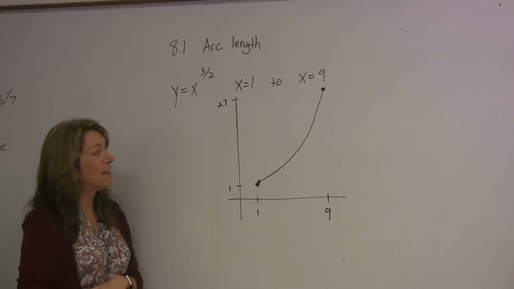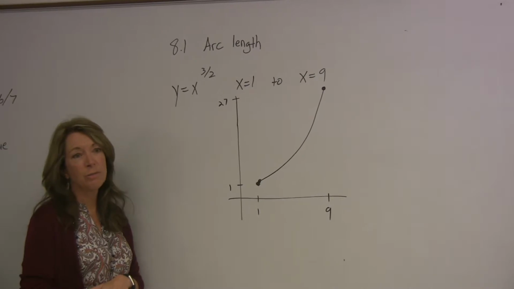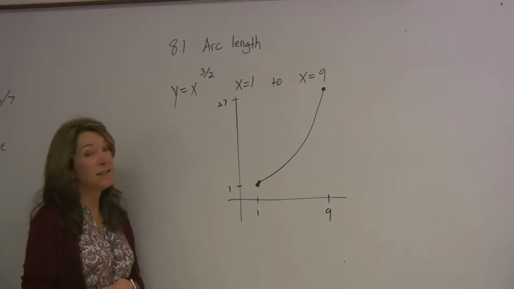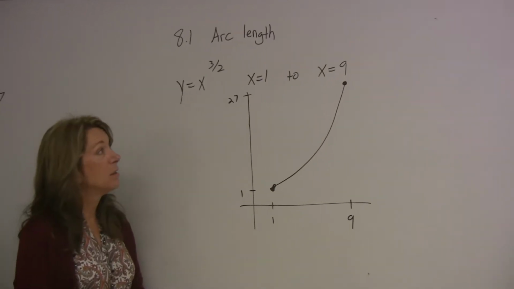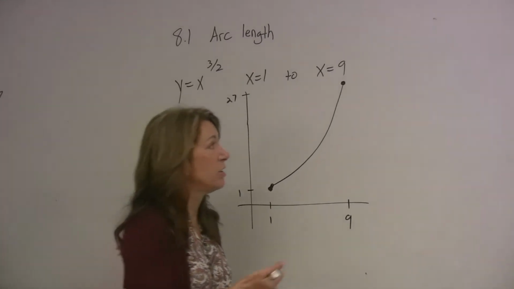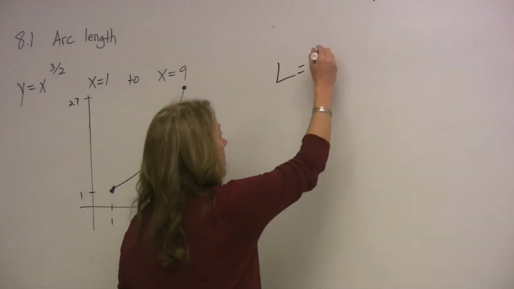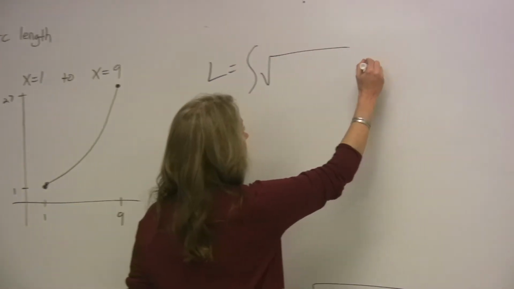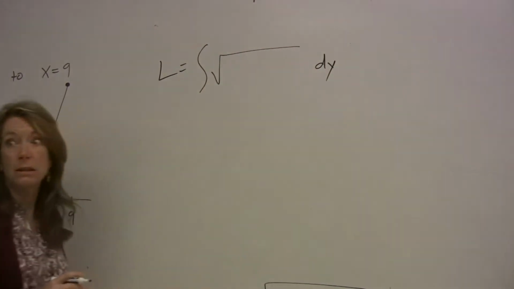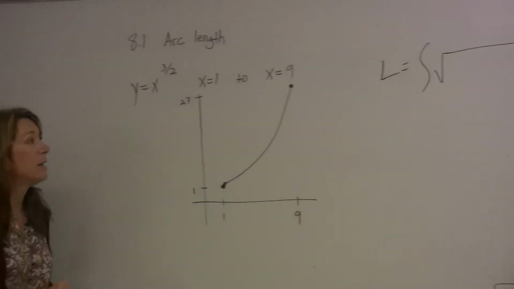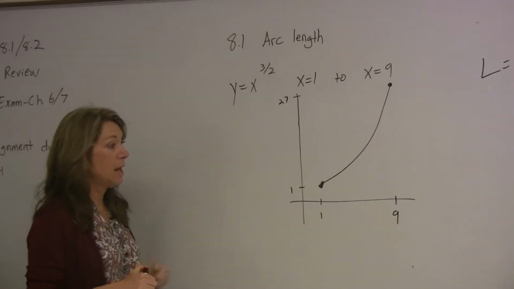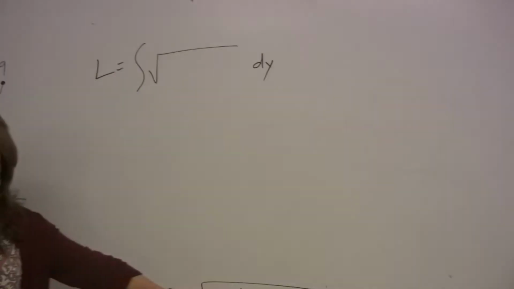How would I have set this up if I wanted to do it in terms of dy's instead of in terms of dx's? That's my question. What if I wanted to set my arc length up and have a dy on the end? And I know the answer should be the same either way.